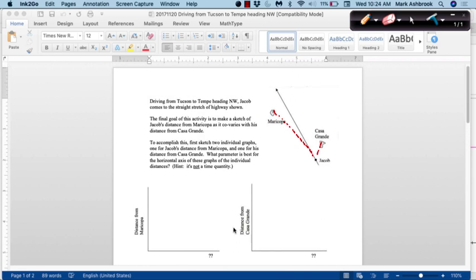First, though, in order to do this, we want to sketch two individual graphs, one for Jacob's distance from Maricopa and one for his distance from Casa Grande. What parameter is best for the horizontal axis? All right, so I'm leaving up to you. There is a most convenient choice. So we're going to figure out what parameter we're going to use that would help us make the graph of distance from Maricopa and that same parameter, distance from Casa Grande.